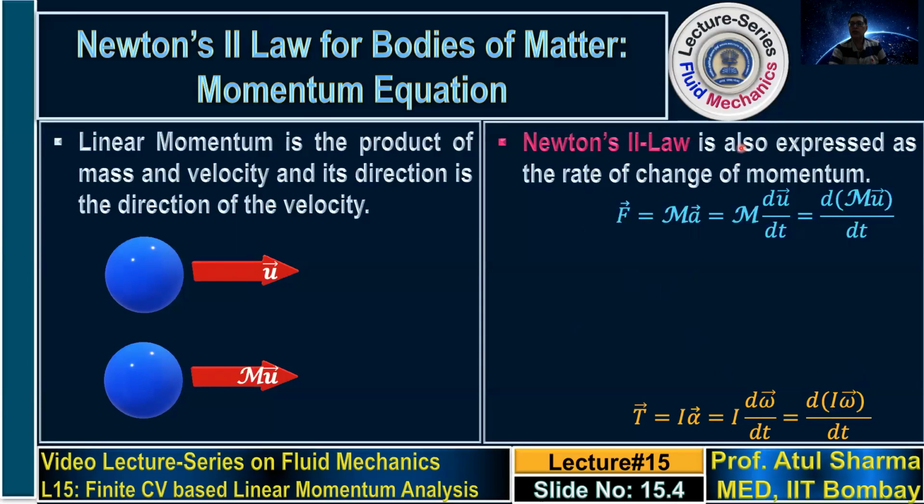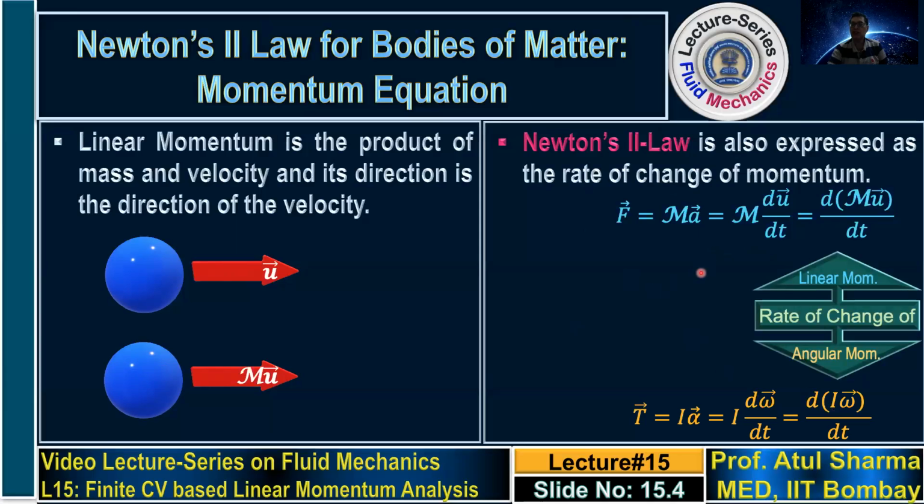So Newton's law is expressed as the rate of change of linear momentum or angular momentum being equal to force and moments respectively. This is as shown here. So this is the rate of change of linear momentum. This is the rate of change of angular momentum.